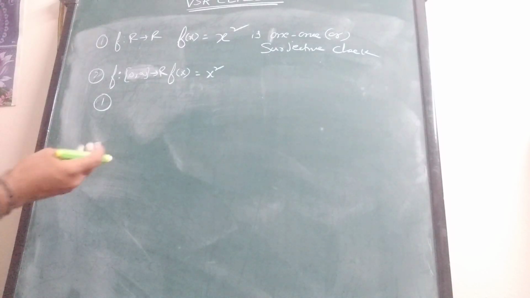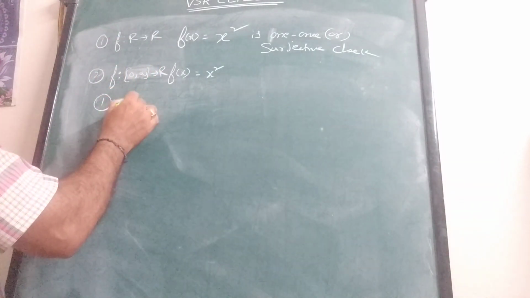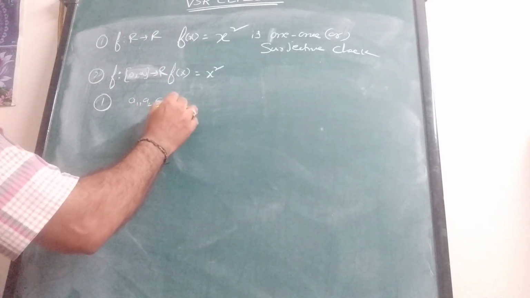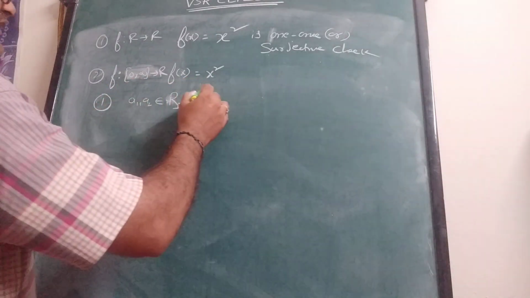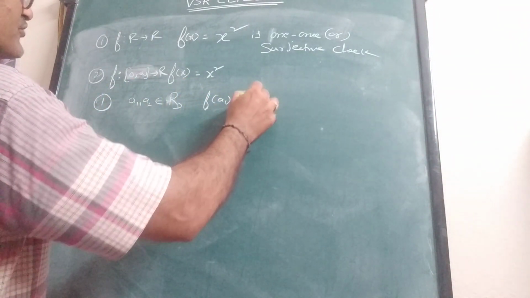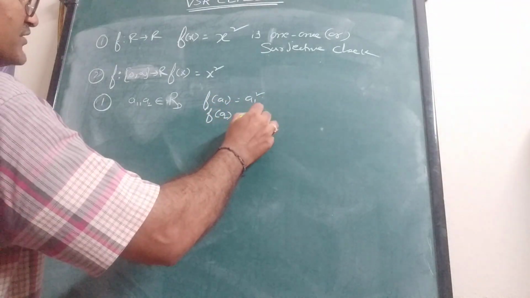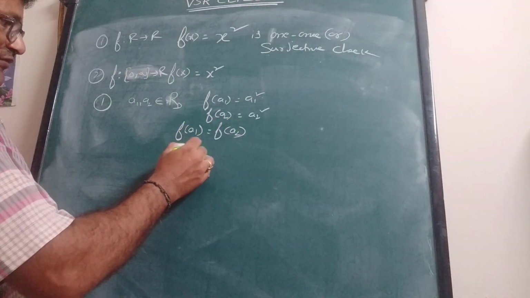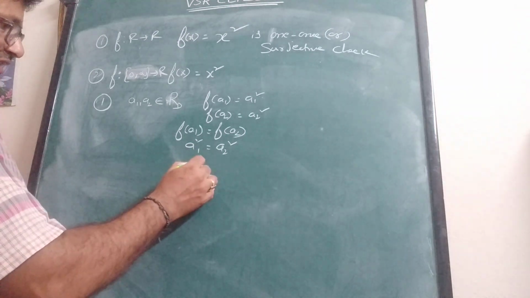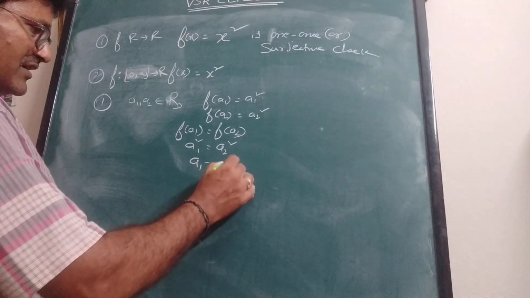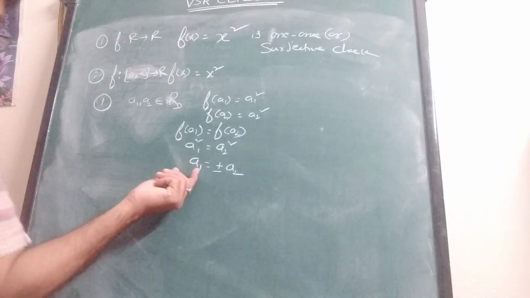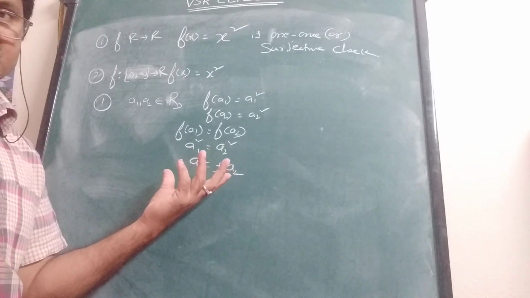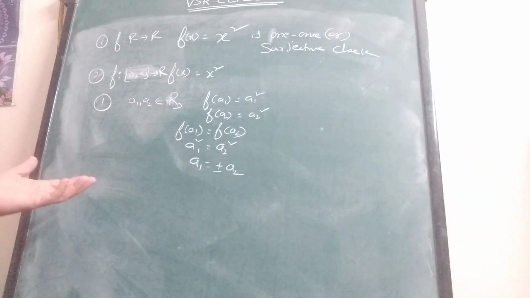Suppose two values a1, a2 belong to A. F is from A, the domain R, and f of a1 will be a1 square and f of a2 is equal to a2 square. Now we have f of a1 equal to f of a2, so a1 square is equal to a2 square, and a1 is equal to plus or minus a2. For one element you will have two different elements, so that it is not 1-1.